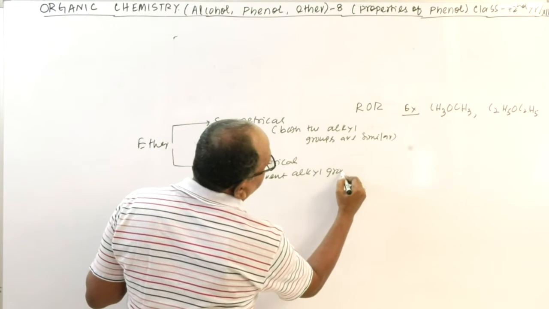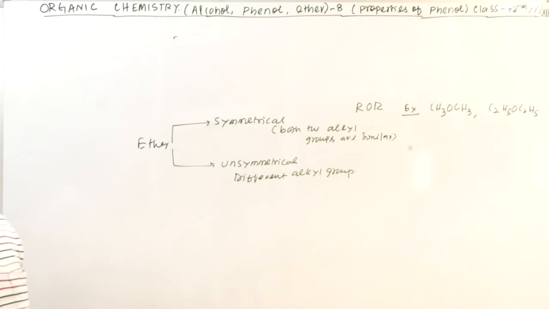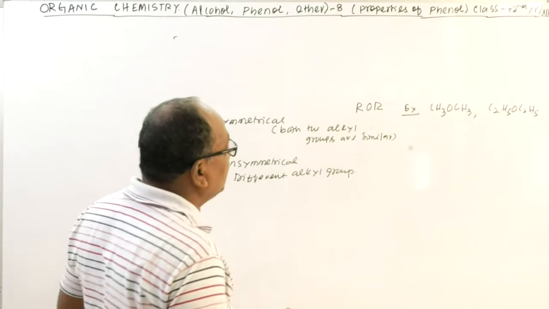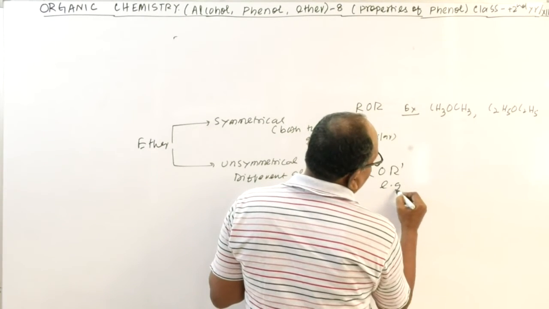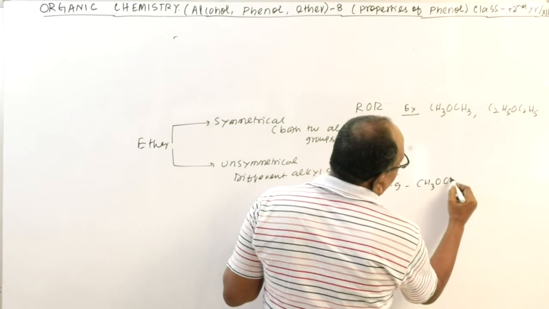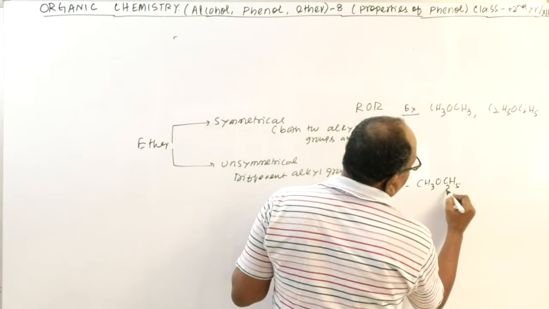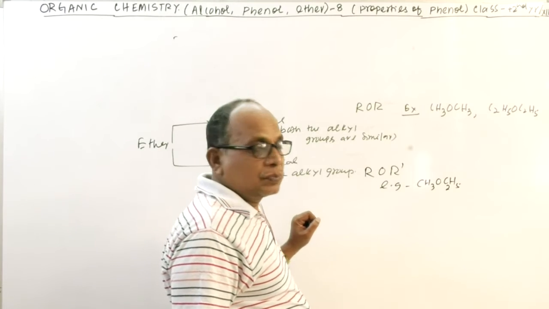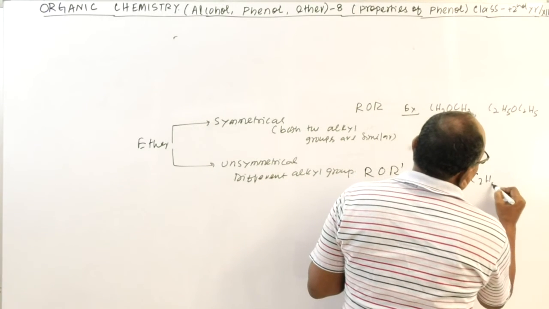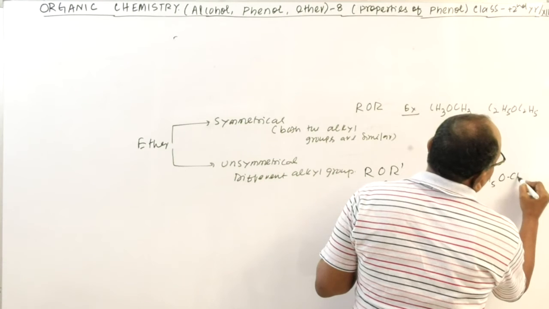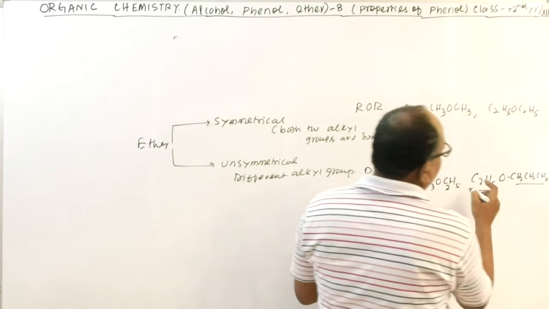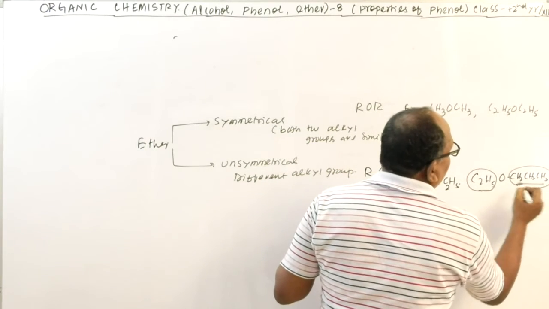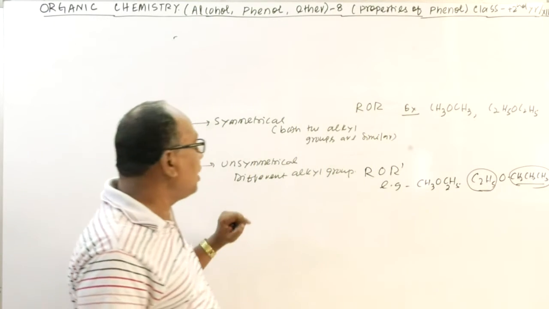But unsymmetrical ether has different alkyl groups, 2 different alkyl groups. That is ROR dash. Examples: CH3OC2H5 or C2H5OCH2CH2CH3. These are 2 different groups. This contains 2 carbons, this contains 3 carbons, 2 different alkyl groups. This is unsymmetrical.